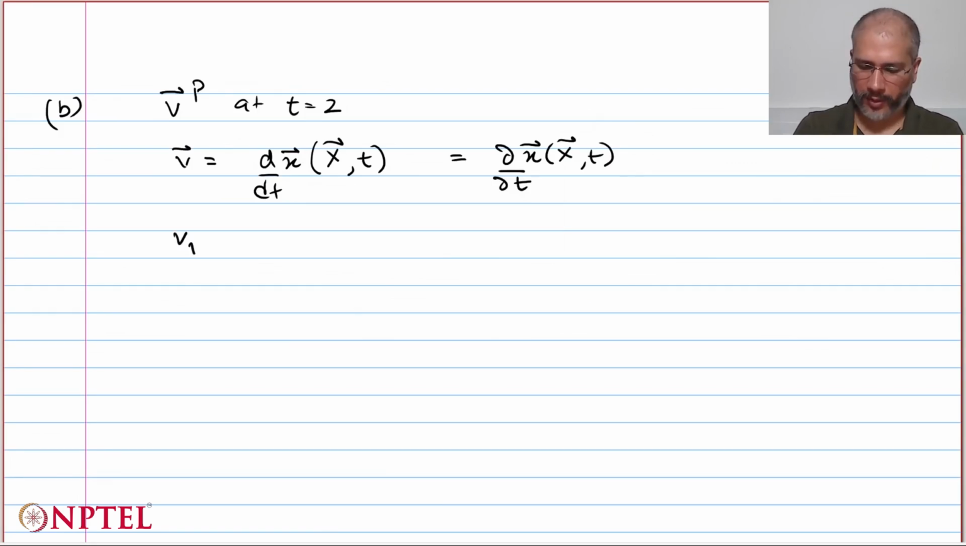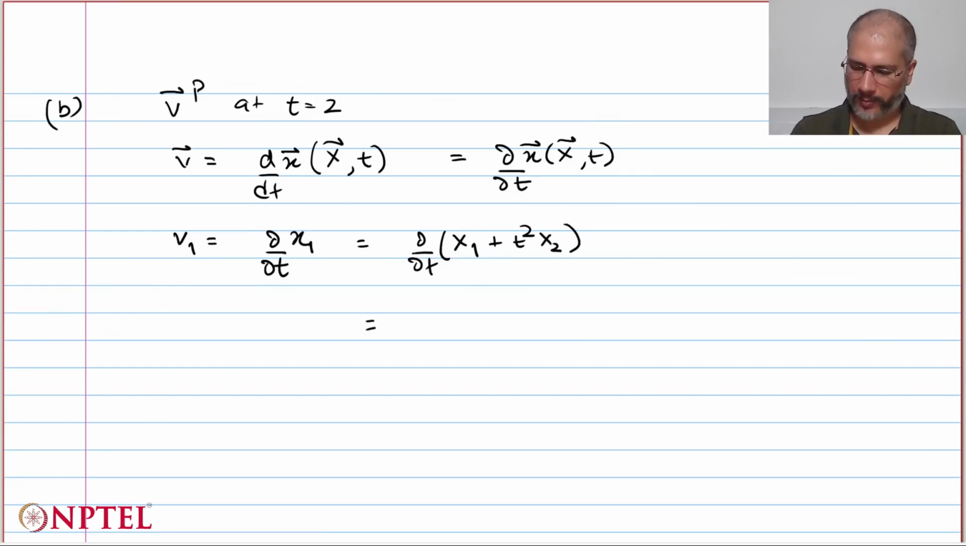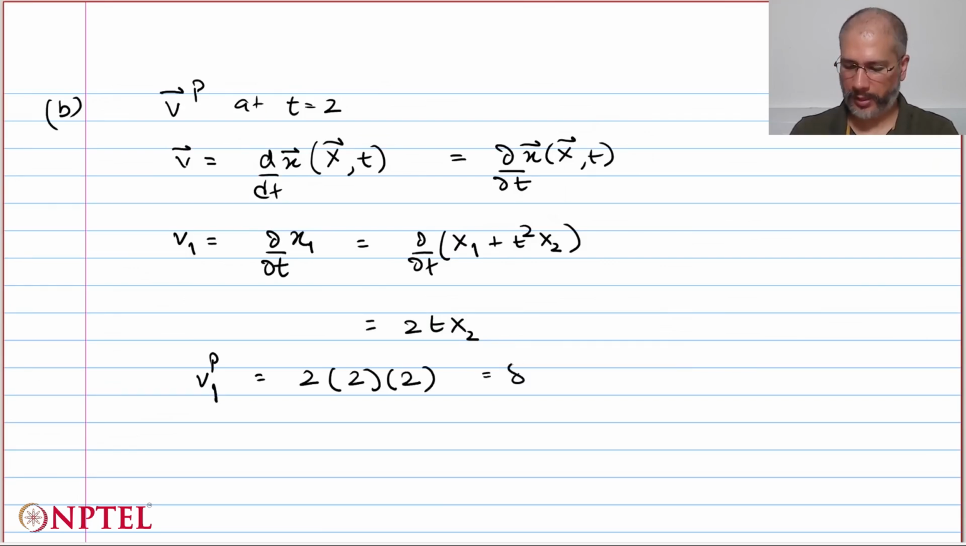So let's do it for v1. So v1 is partial by partial t of x1, and x1 was given as capital X1 plus t squared times capital X2. Which simplifies to 2t capital X2. Now remember, this is for the particle P. So v1 for P is 2, times the time given, which is 2 units, times X2, the X2 coordinate of P, which was also given as 2. So this becomes 8.